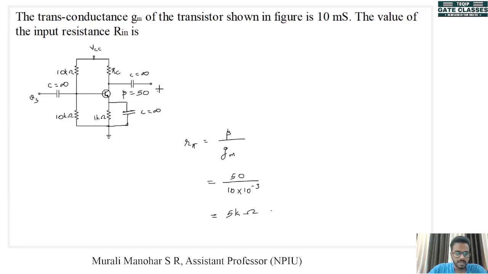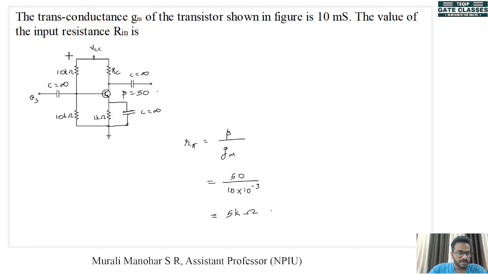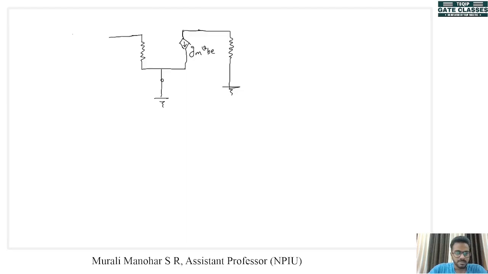Now emitter in AC analysis will be directly connected to the ground because this capacitor is now short circuited. So emitter is directly connected to the ground. Now what is left? This 10K and this 10K. This end is connected to the base and this end is now ground. This end is also ground. So we can draw that here.